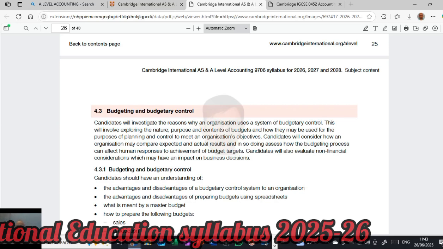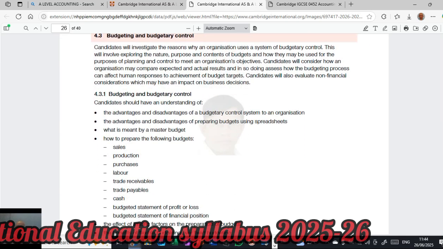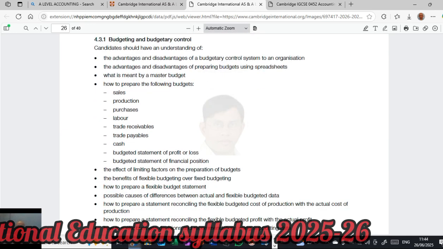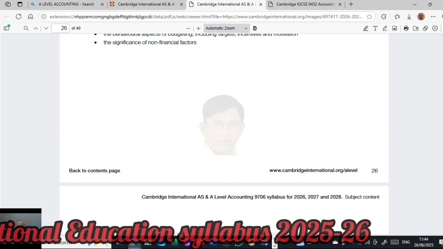So budgeting, there are so many types. In this lesson, we will be learning budgets, budgeting and budgetary control, like the sales budget, production budget, purchase budget, labor budget, trade sales budget, repair budget, cash budget, statement of profit and loss budget, statement of financial position, and the effect of limiting factors in the process of budgets. All these things we will learn here. So the benefits of Excel budget. So a lot of important aspects.